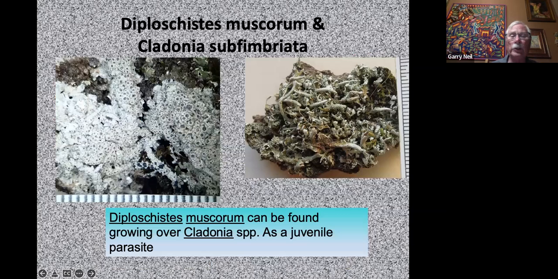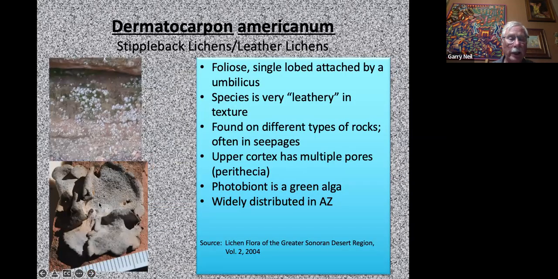Again, here's the Diploschistes. This is the one that's a parasite on Cladonia. When it's a juvenile, it's parasitic. We mentioned that before. Okay, and there's again the one that has perithecia. This is Dermatocarpon americanum. This is how you will see it sometimes underneath an overhang. It'll be growing in the shade of an overhang that's kind of moist, and you'll see all these tiny, tiny pads all over the place. And that is going to be an umbilicate type lichen.